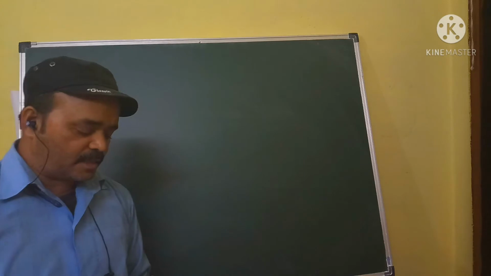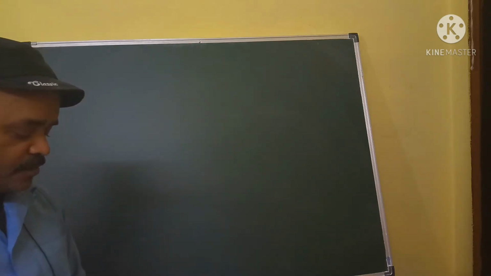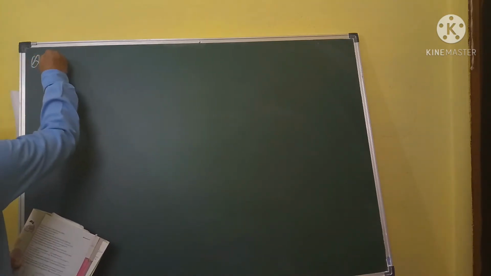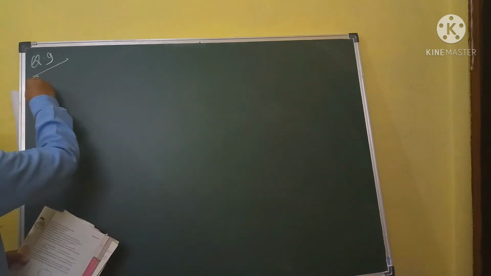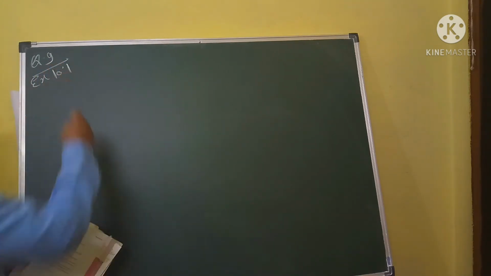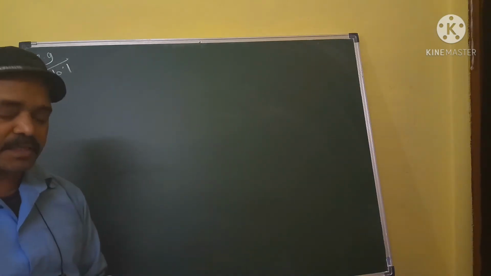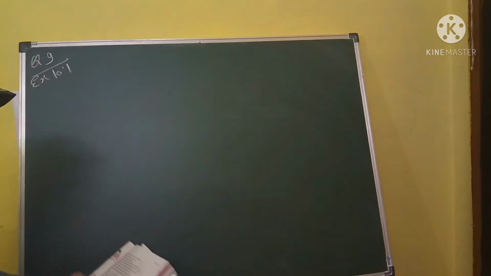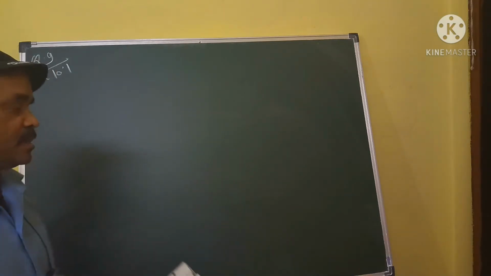Okay, again, my dear student, we will apply this to some more problems from the exercise. This is question number 9, exercise 10.1. Now look here. In this question we will find the side of the square whose perimeter is 20 meter. Find the side of the square whose perimeter is 20 meter.